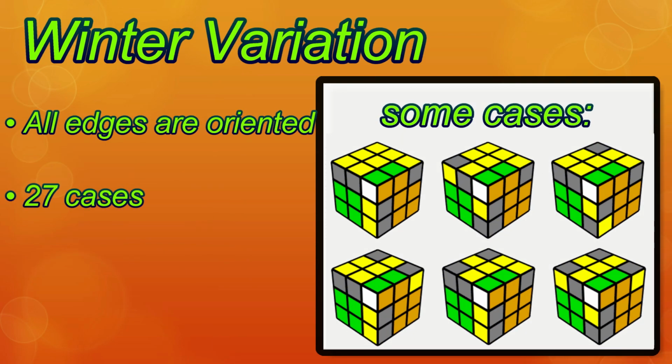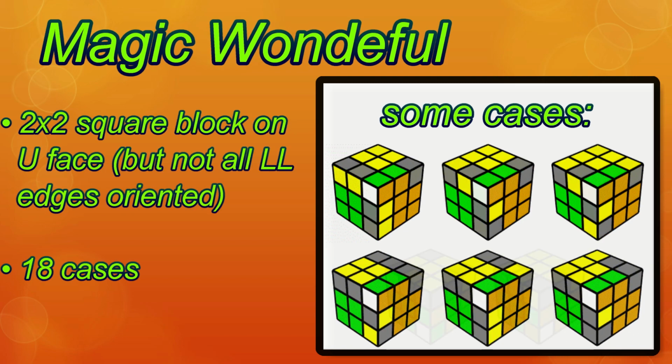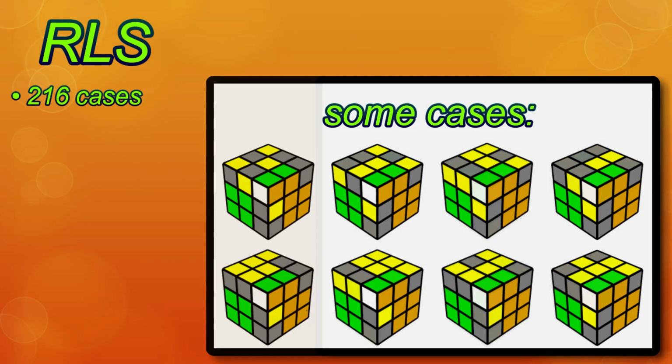When all the edges are oriented, they're winter variation cases, which is probably one of the most well-known ways of forcing OLL skips. When there's a 2x2 square block on the last layer, it's a magic Wondeful case. And yes, it's Wondeful, not wonderful. There's no R in Wondeful. These magic Wondeful cases are inspired by the sledgehammer, and most of the algorithms for them are really nice and awesome. In total, row variation has a total of 216 algorithms, and it is only used for when the pair is on the right side.